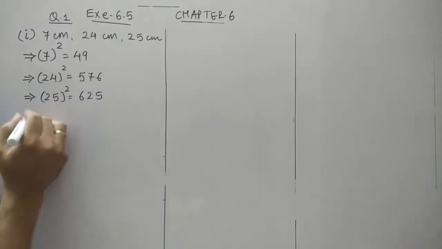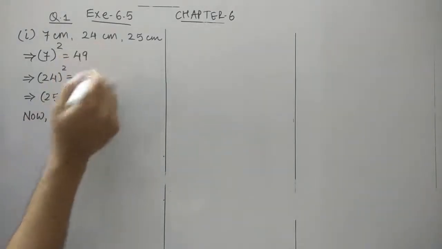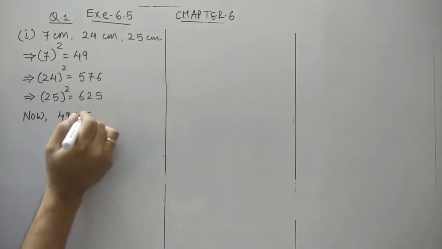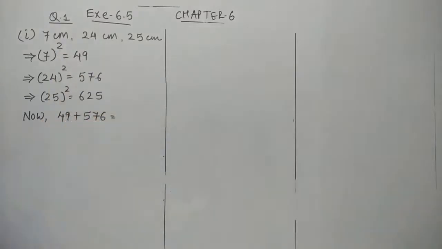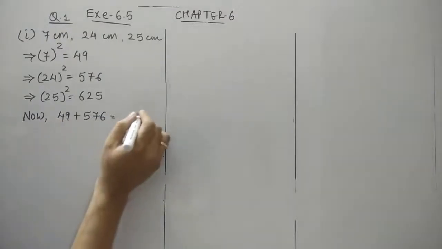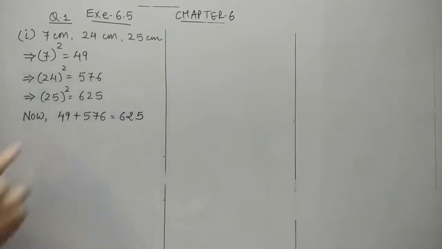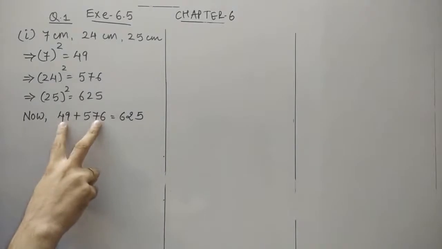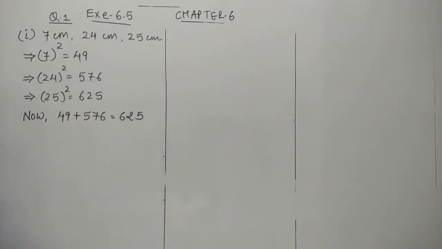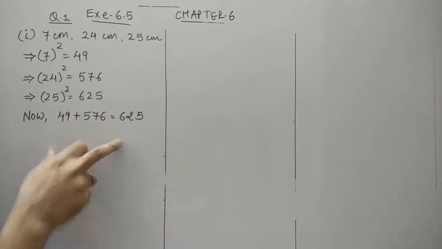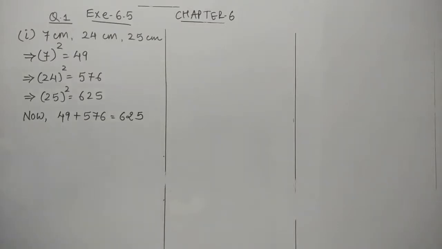Now check whether the sum of these two, 49 plus 576, what that value is. 9 plus 6 is 15, carry 1... it comes to 625. So we can say that the sum of the squares of these two is equal to this one. So as we discussed previously, that is the converse of Pythagoras theorem, the sum of the squares of the other two sides is equal to the third one. So we can say that it exists. All these are the sides of a right angle triangle.